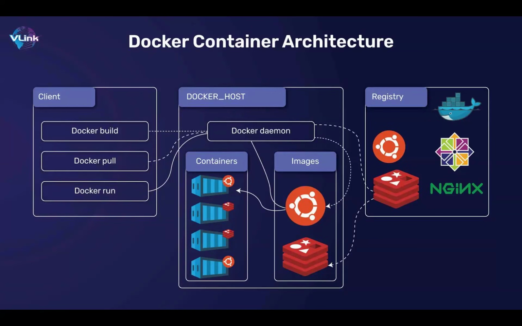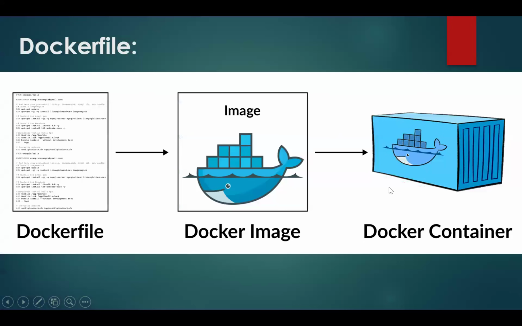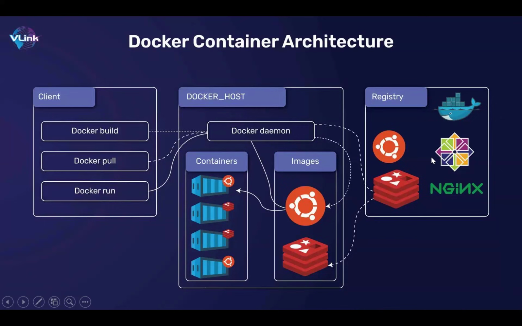If people type Docker pull, the Docker daemon will understand that they are not asking to build the image, they are asking to pull the image. Then the request first goes to the Docker registry, basically the Docker hub, and checks whether the image exists or not. If the image exists, it will pull the image from there and put it in your image section.